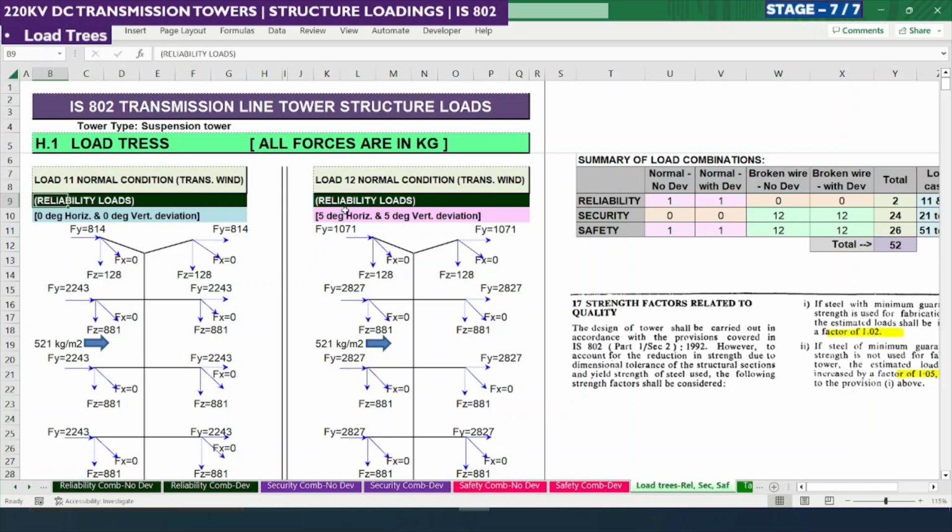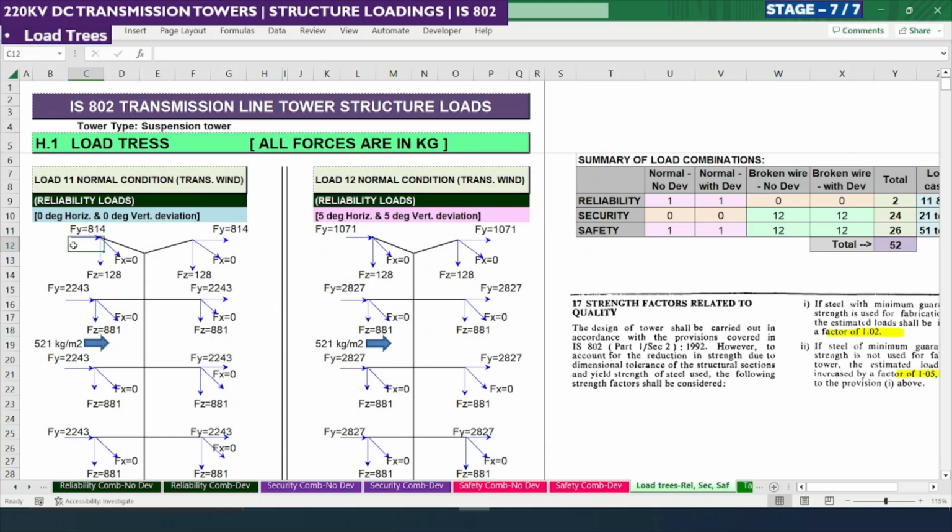In some cases, if the conductor deviation is nearly 5 degree, or very near to 0 degree, we can calculate both with deviation and without deviation, and we can consider whichever is maximum. Say for example, with deviation the transverse load is 1071 for earth wire, but without deviation it is 814. So we can consider the maximum value if we want to reduce the number of load cases. That depends upon the design engineer who is performing this.